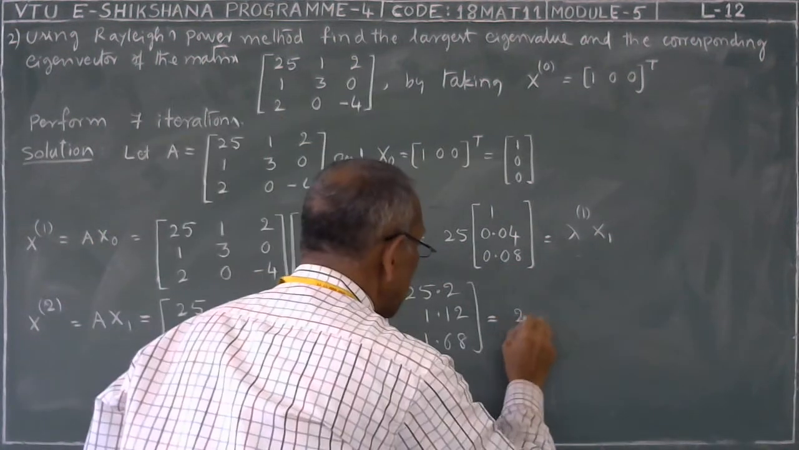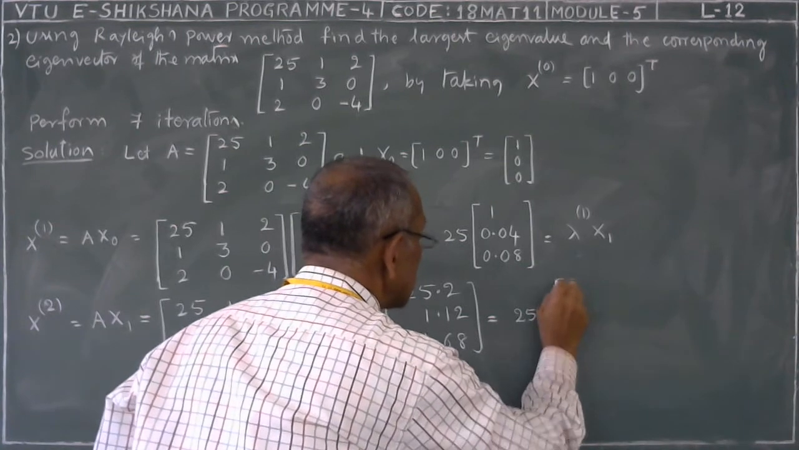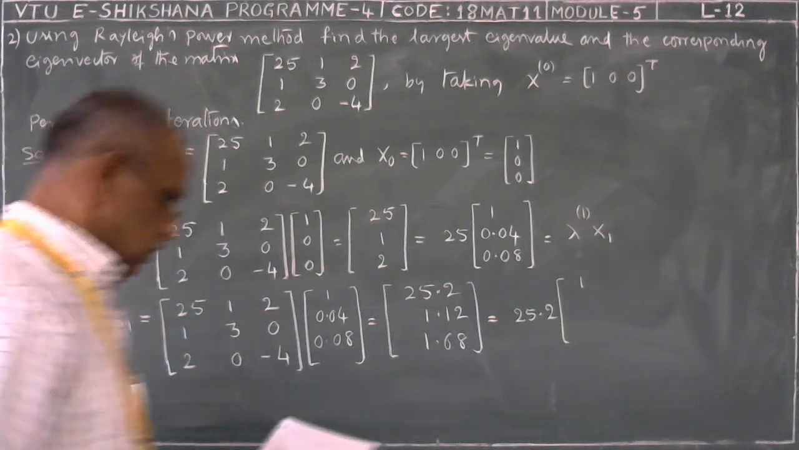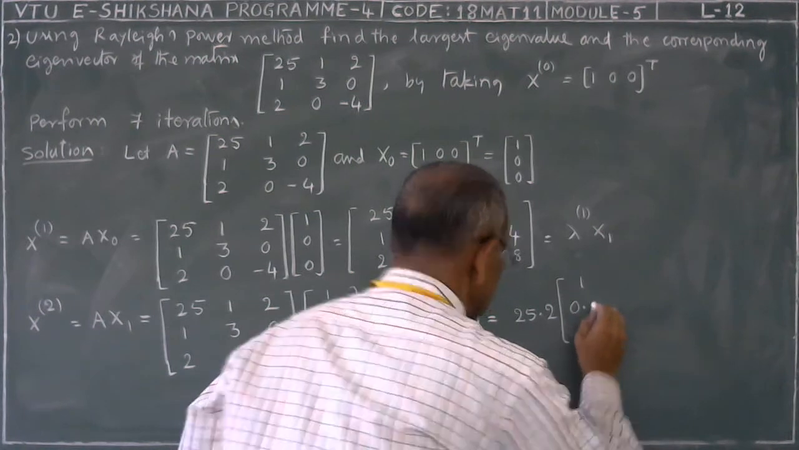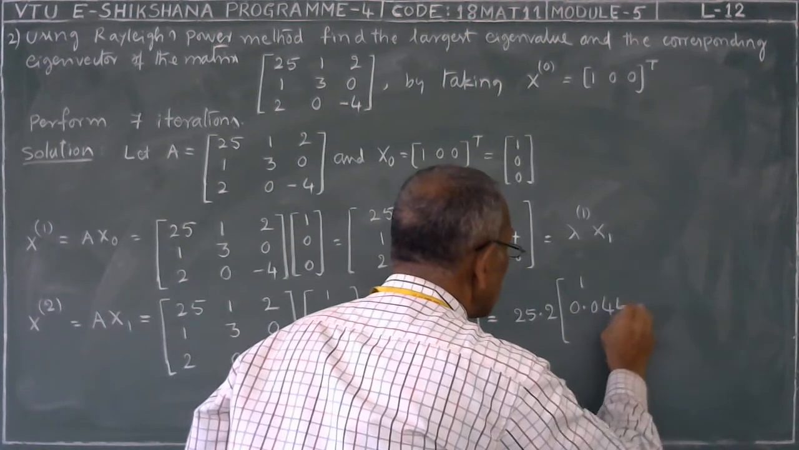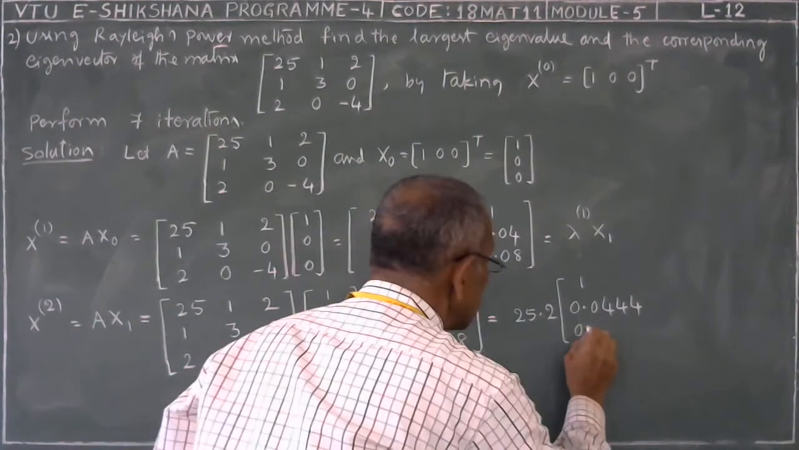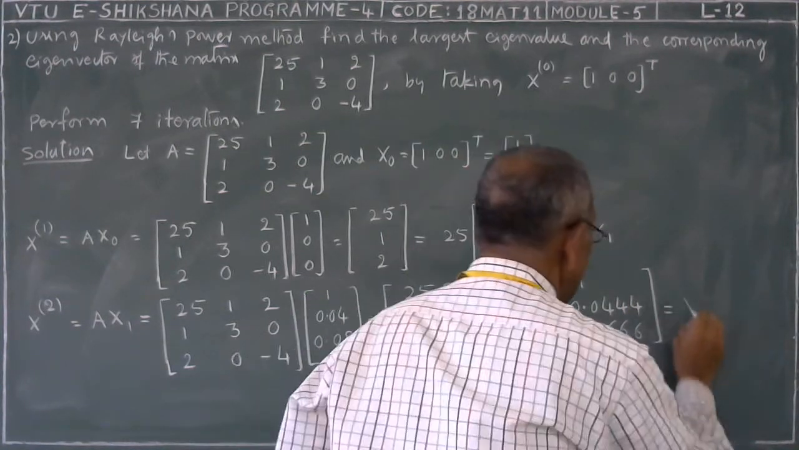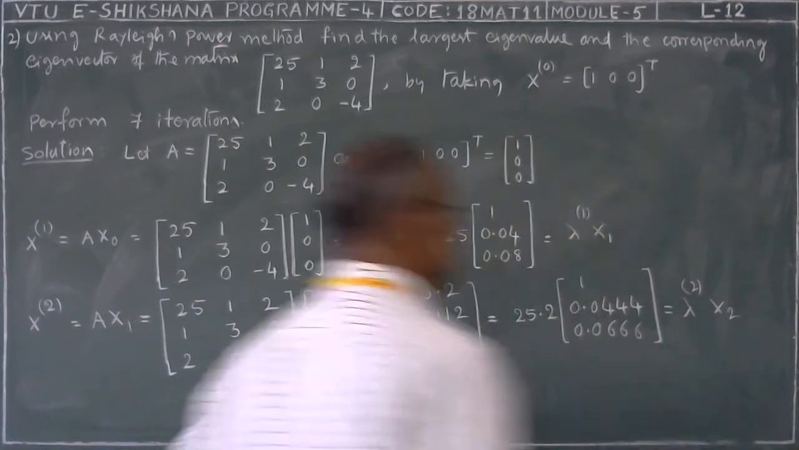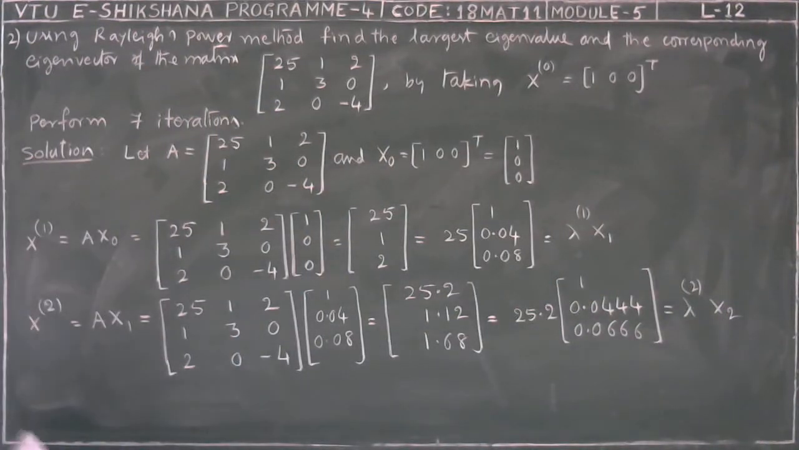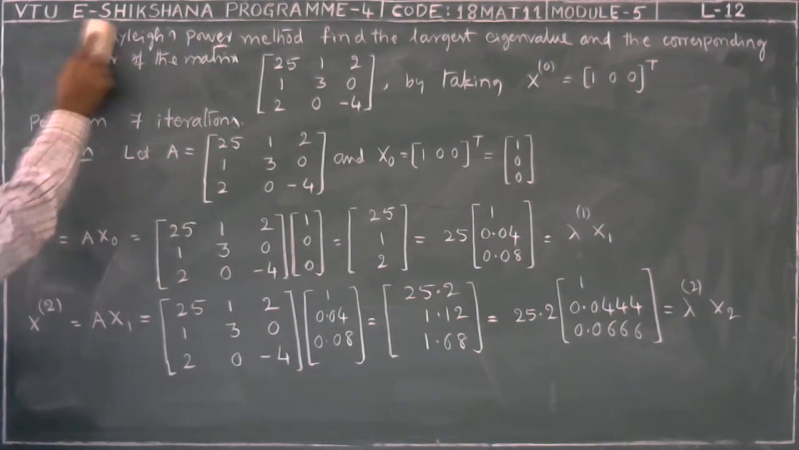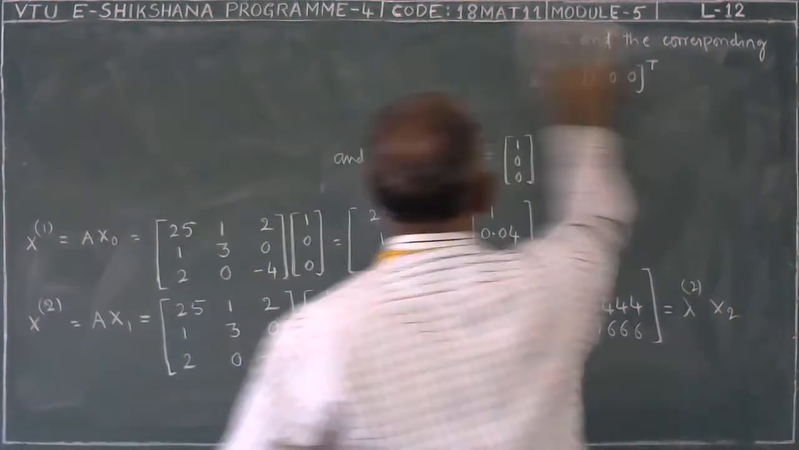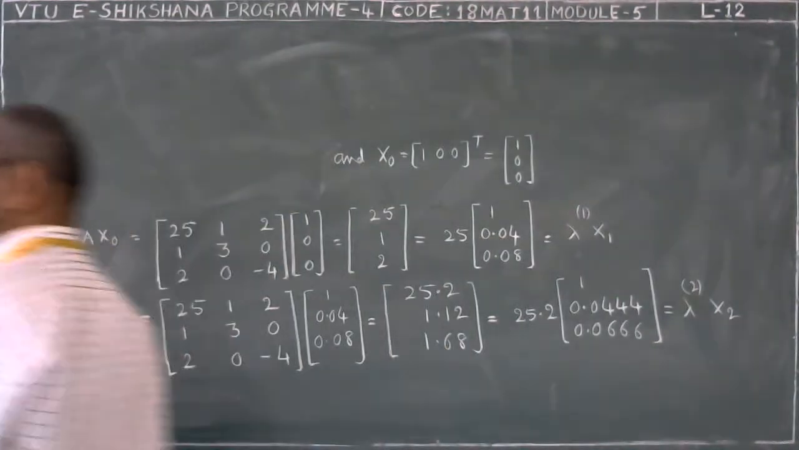So take out 25.2, with the column matrix 1, 0.0444, 0.0666. So this is your lambda 2 and x2. We have to complete 7 iterations, so next iteration.